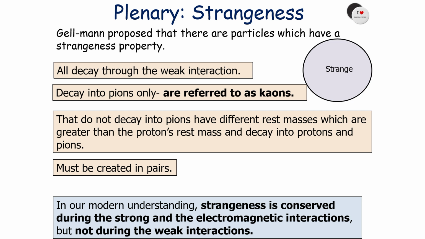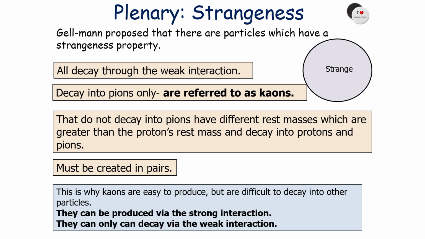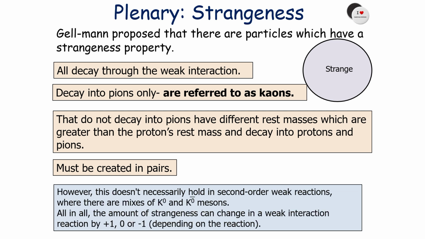Now in our modern understanding, strangeness is conserved during the strong and the electromagnetic interactions, but not during the weak interaction. This means that the lightest strange particles, kaons, can't decay by the strong interaction and must decay instead by the much slower weak interaction. Now in most cases these decays change the value of strangeness by about 1. So this is why kaons are easy to produce but are difficult to decay into other particles. They can be produced via the strong interaction but only decay via the weak.